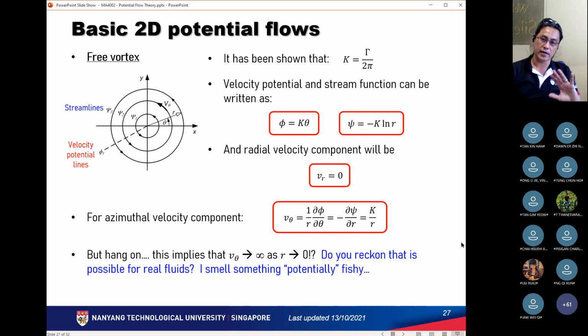However, if we go the other way, as r tends towards 0, then we have a problem, because V theta will then tend towards infinity. That's not very realistic and goes against what we actually encounter in real life. So this can't be the case for real fluids, because real fluids have non-zero viscosity. Non-zero viscosity essentially means that due to viscous effects, velocity can't reach infinity, because it doesn't make sense at all.